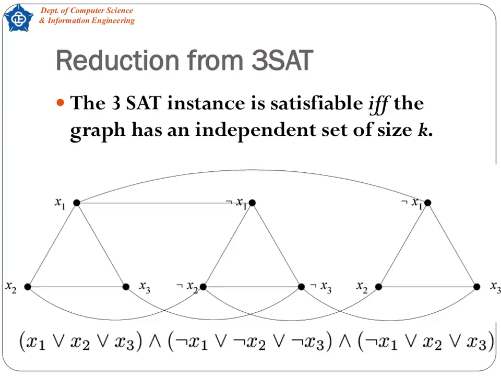So, for the formula x or x or x, and not x or not x or not x, and not x or x or x, we build three triangles and label their vertices accordingly. Next, we add edges between nodes that represent contradictory literals, for example, between x in one triangle and not x in another. Those edges force any independent set to avoid picking both a variable and its negation. In the end, selecting exactly one vertex from each triangle, without ever choosing a conflicting pair, yields an independent set of size 3, precisely when the original 3SAT formula is satisfiable.